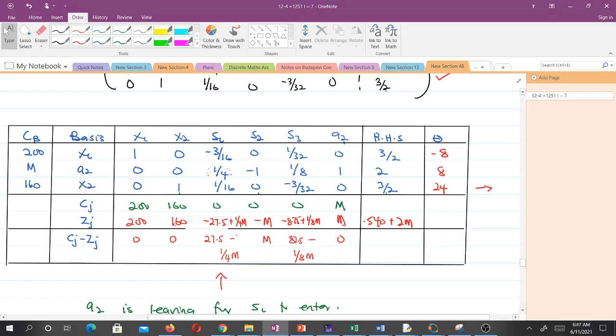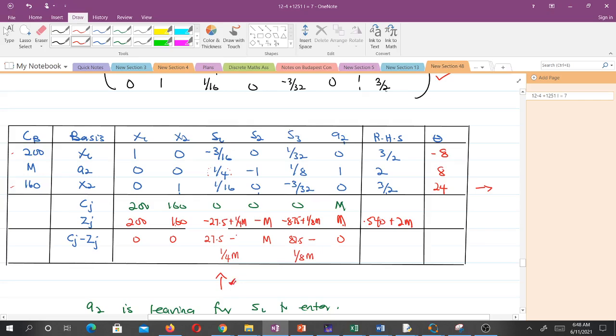I hope you understand. So now the coefficient of x1 in the objective function is 200. So you can see 200 here. That of A2 is m, that of S2 is 160. Then the ones that we are going to compute are the things in red. Okay, and you know how to do them by now. So doing them will give us what we can see here. Then cj minus zj will give us 0 0. We have 27.5 minus 1 over 4m and the rest here. So you can see that this is more negative. Okay, because minus 1 over 4m is more negative than minus 1 over 8m.